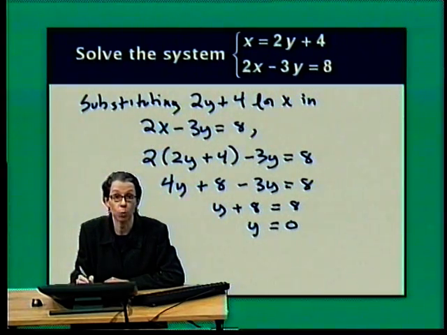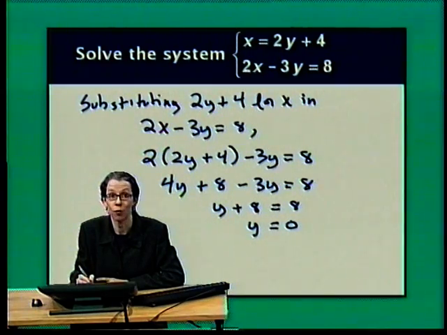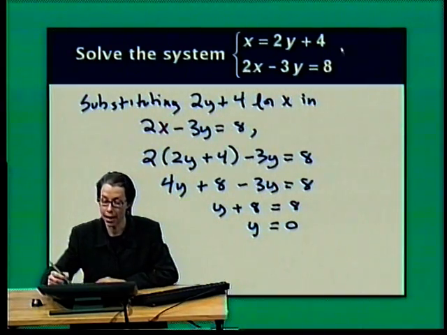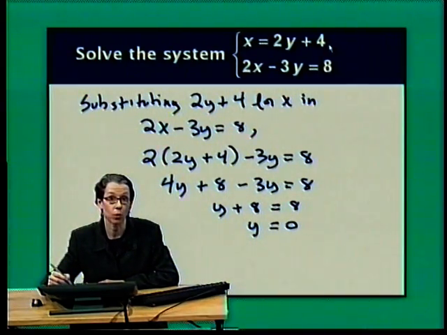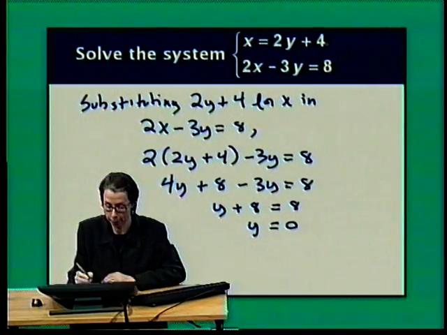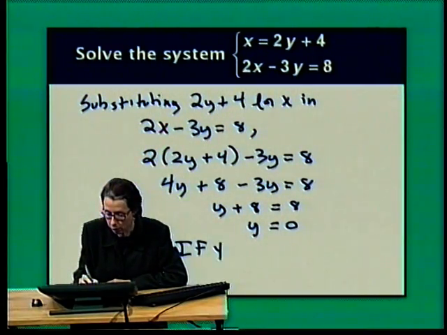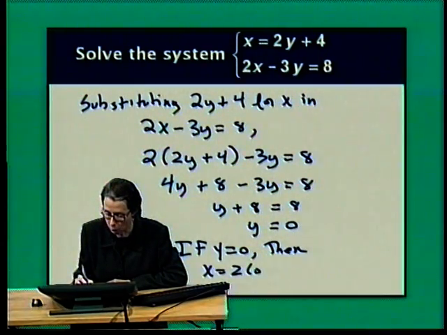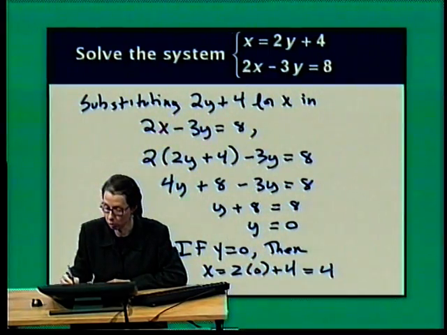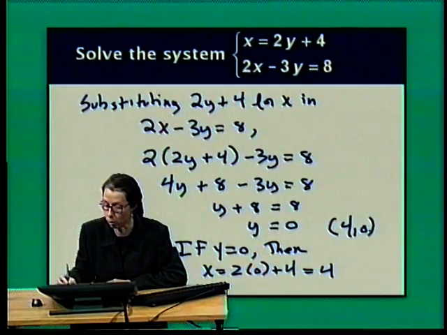Y equals 0 is a perfectly reasonable solution to a linear equation. But I need to solve for both x and y. Remember, the solution to a system is an ordered pair that satisfies both equations. Well, I can use the expression I have here, which gives me x in terms of y, to determine x. So if y equals 0, then x equals 2y plus 4, which equals 4. So my proposed solution is the ordered pair 4, 0.